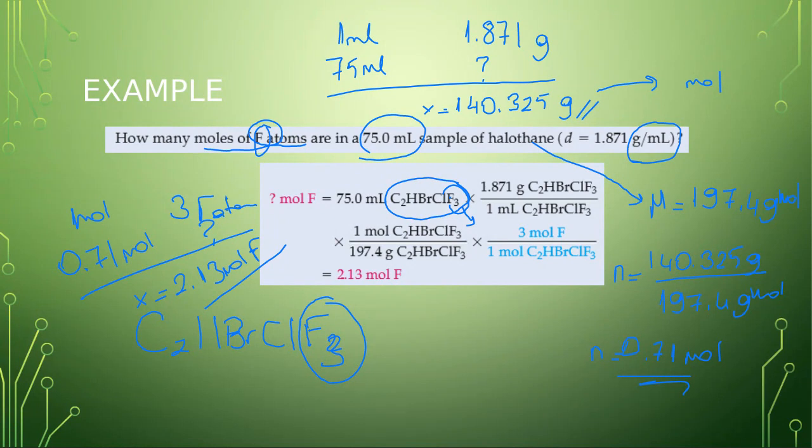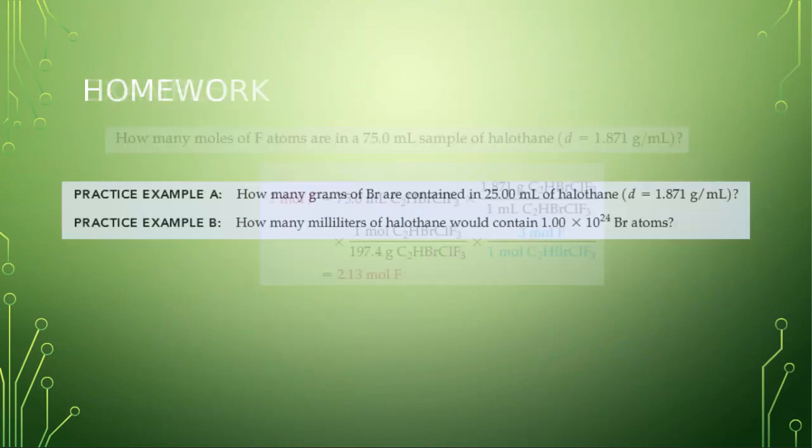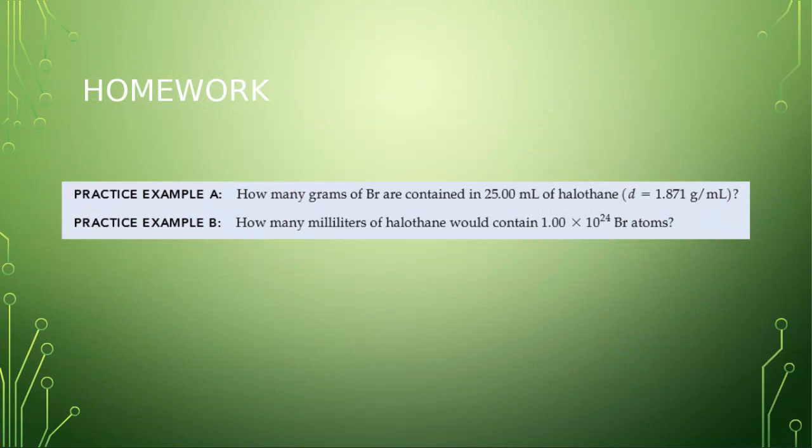Only first of all, convert the volume of the sample to the mass. And this requires density as a conversion factor. The conversion factor is very important. And then the next one, convert the mass of halothane to its amount in moles, and this requires the inverse of the molar mass as a conversion factor. And the final conversion factor is based on the formula of halothane. That's it. Yes, this is your homework.